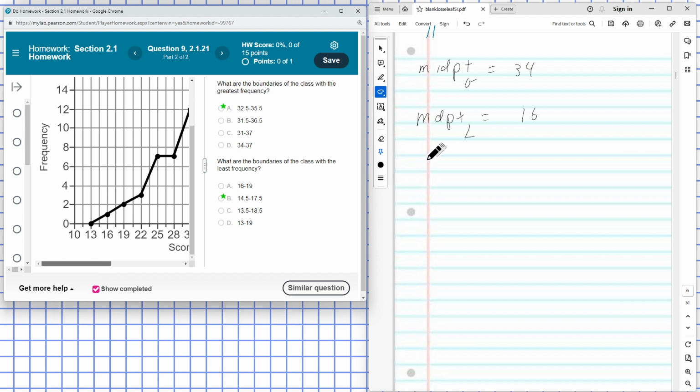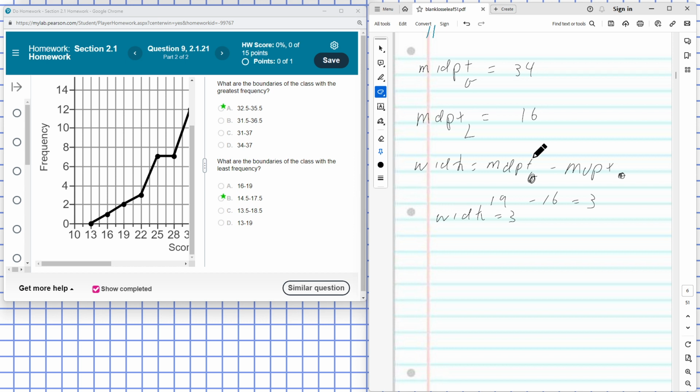So our width in this case is going to be the difference between the midpoints, between any two midpoints. And we could choose 13. We could use 19 and 16 here. 19 minus 16 is 3. So my width is equal to 3. So I know the width is 3.